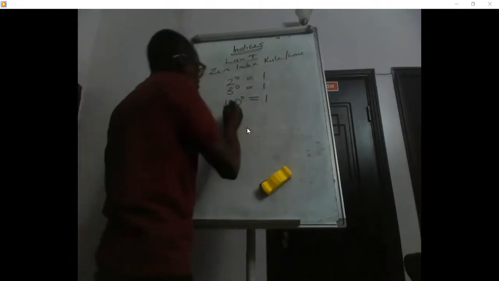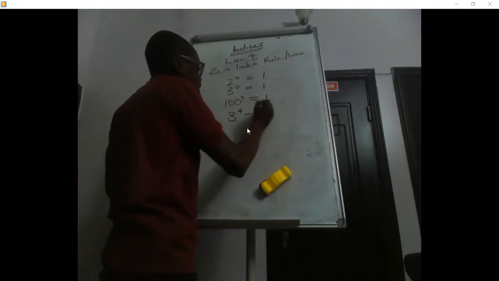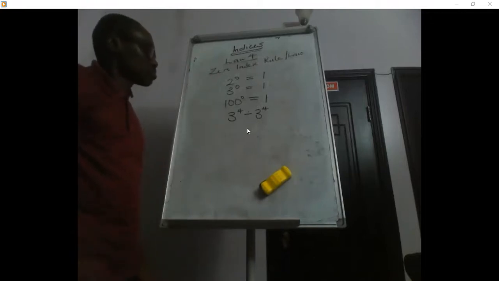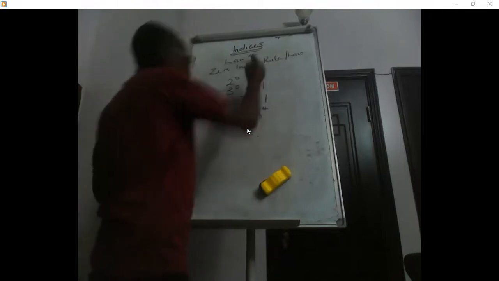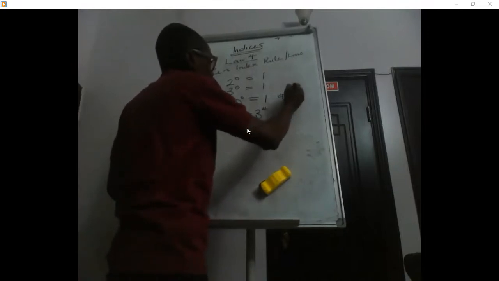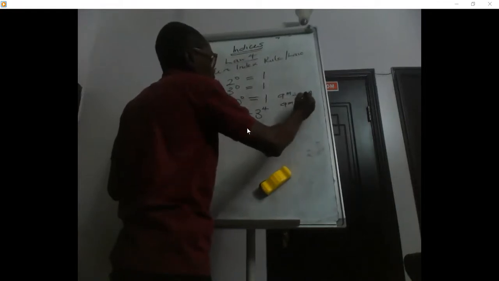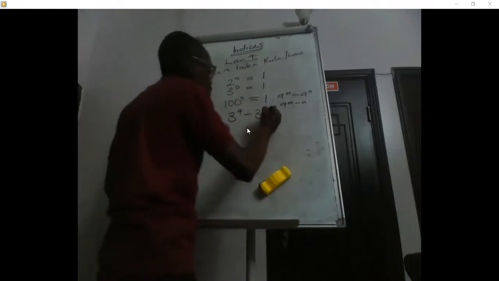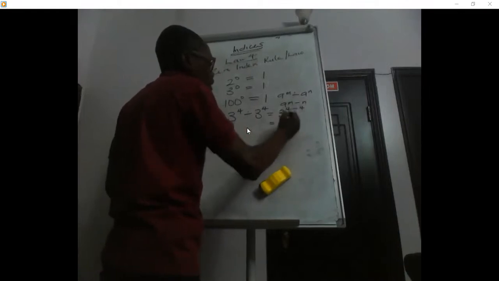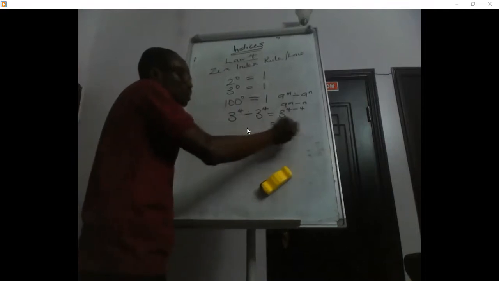Let's assume that we have 3 raised to power 4 divided by 3 raised to power 4. Based on the second rule, which says that a raised to power m divided by a raised to power n is the same thing as a raised to power m minus n, this is going to be equal to 3 raised to power 4 minus 4, and 4 minus 4 is 0. So 3 raised to power 4 divided by 3 raised to power 4 is 3 raised to power 0.